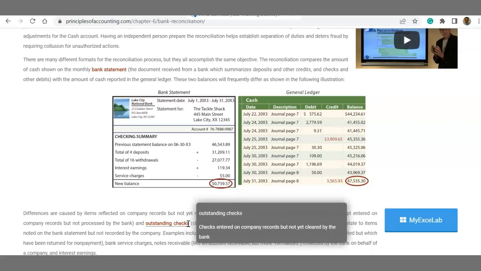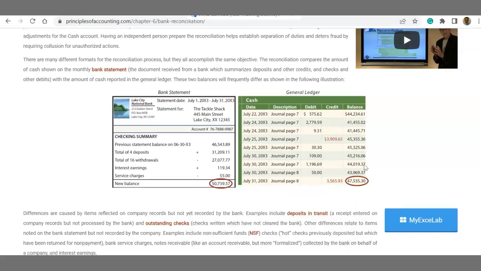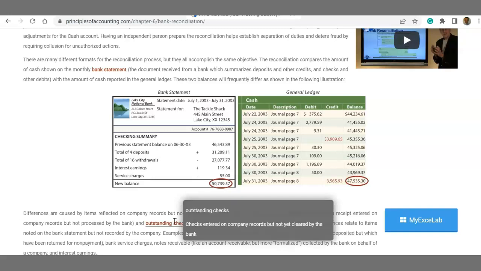Outstanding checks means checks entered on company records but not yet cleared by the bank. Which means, let's say in the last maybe 10 days of your month of July, you wrote a few checks to pay a few bills, and then you get the bank statement for the month of July. You look at those checks that you already wrote and recorded in your cash account, but you don't see maybe one or two of those checks cleared yet. That means the bank has absolutely no idea you wrote such a check. Your book is fine, but the bank doesn't know because it didn't go through the system yet. It's not cleared yet. So we call them outstanding checks.